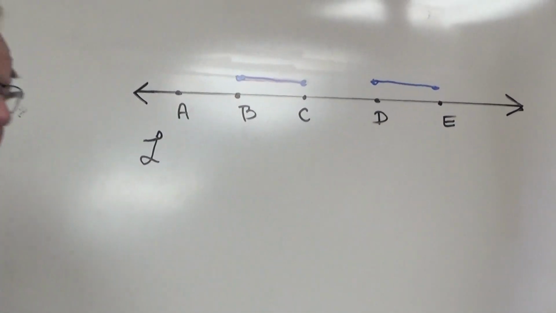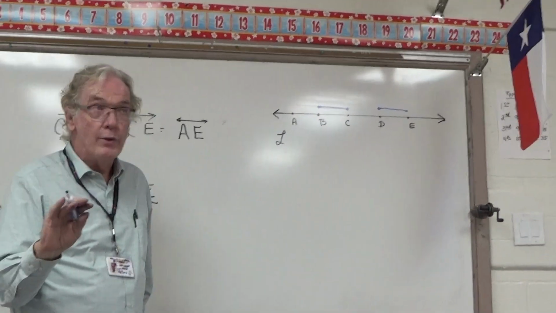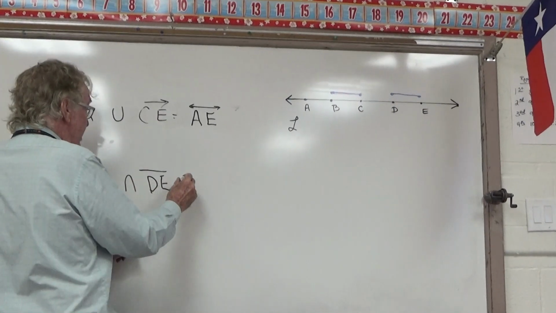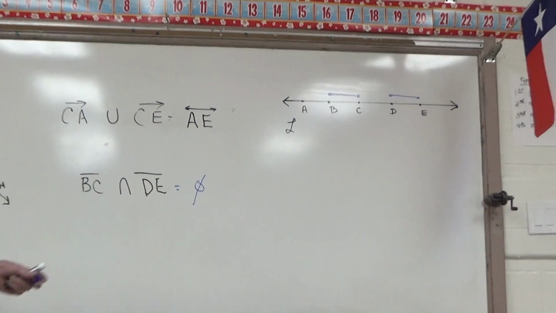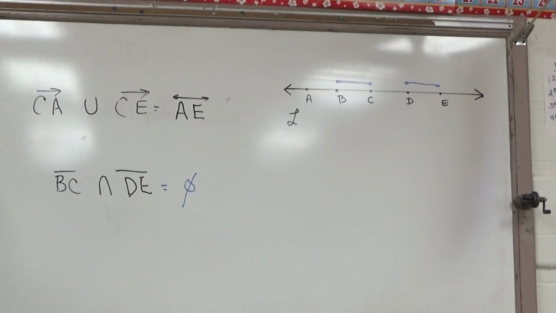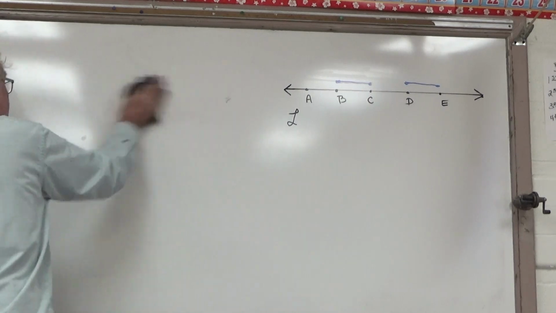What's on BC, from B to C, that's also on from D to E? I don't think there's anything that's on both of them. So what we ought to do is indicate that there is no intersection between these, and we'll call that the empty set or the null set, written like that. Not even zero, I like to think to myself. That's a silly way to think about it, but there is no intersection between those two sets.